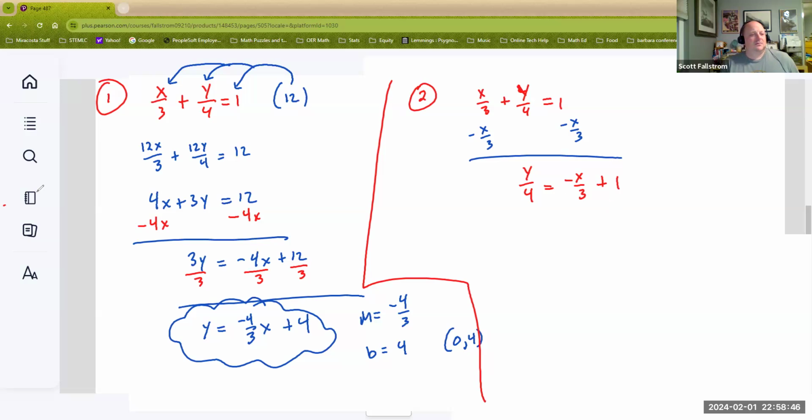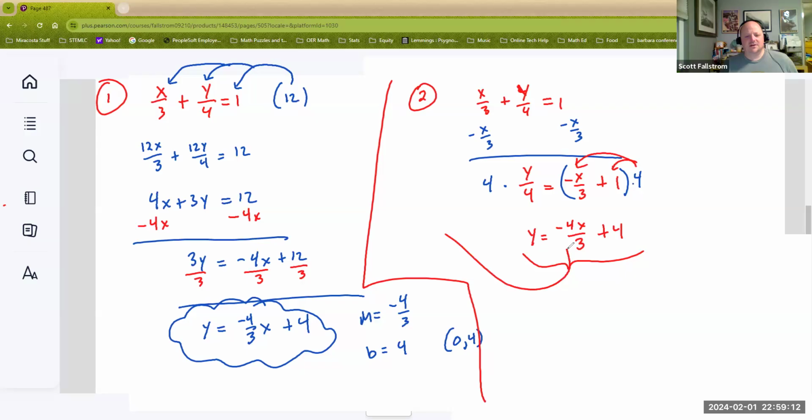Cool. I am almost done now. I just need to get y by itself. The only thing stopping it is somebody divided by 4. So I need to multiply by 4 and make sure I do that on both sides to balance it out. And let's see what we get. We get y equals negative 4x over 3, because I distribute to each one, plus 4. And at this point in time, I am done. It's in slope-intercept form. The slope is negative 4/3. The y-intercept is 4. And there you go.